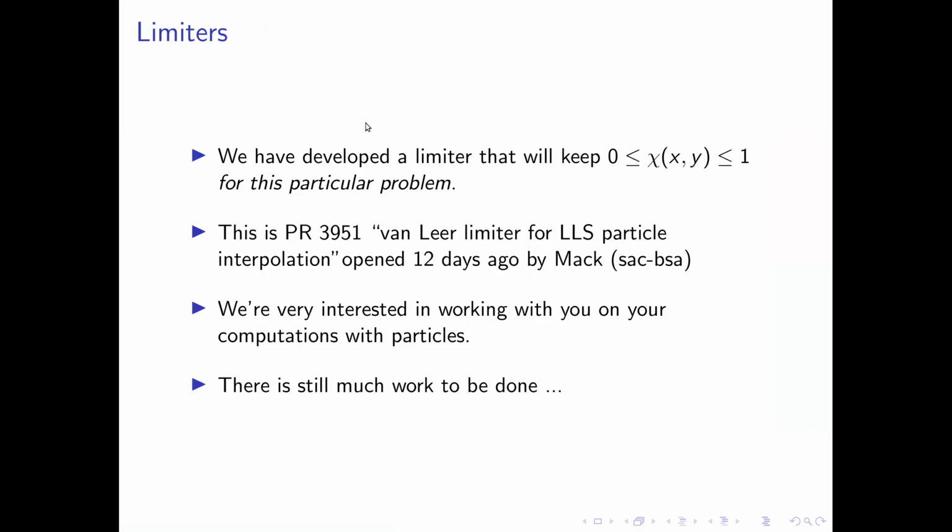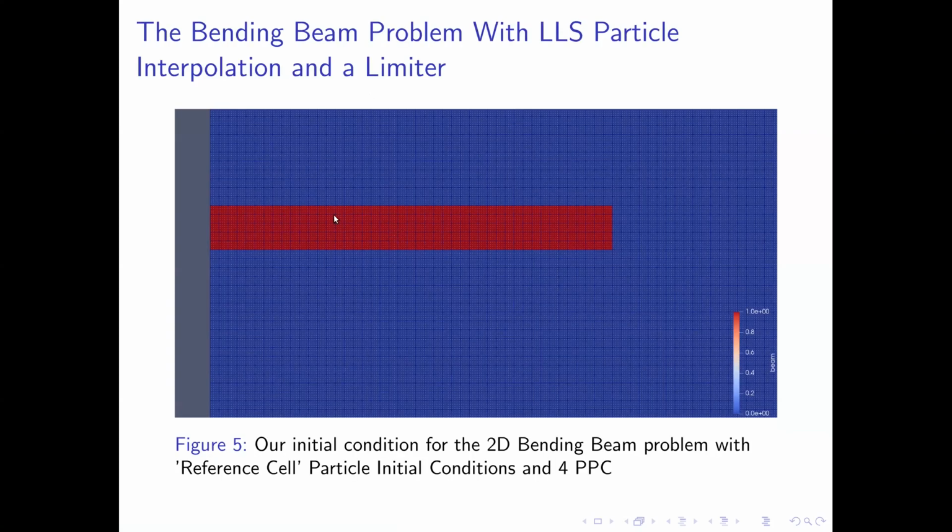So here we have a fixed number of particles per cell. We're using what's called the reference cell. Everything's uniform in the cell. I'll show you in a minute how many. It's a very small number of particles, total particles. I'm only interested in limiting the indicator function between 0 and 1, which is what it should be.